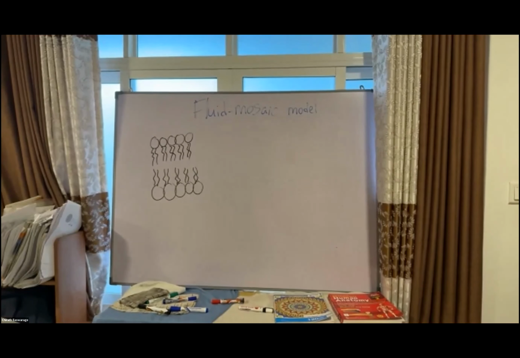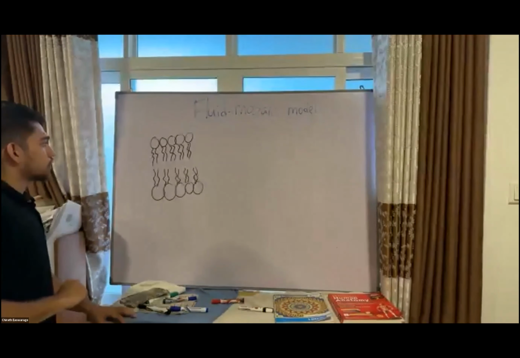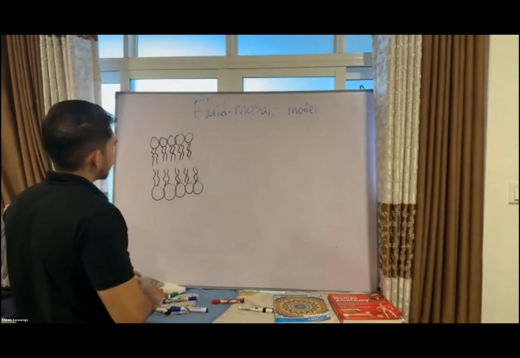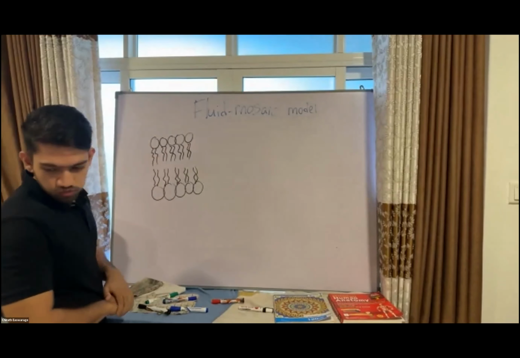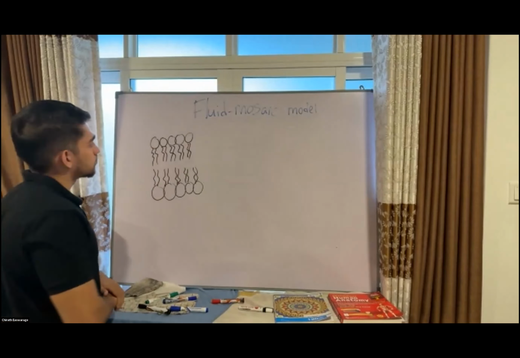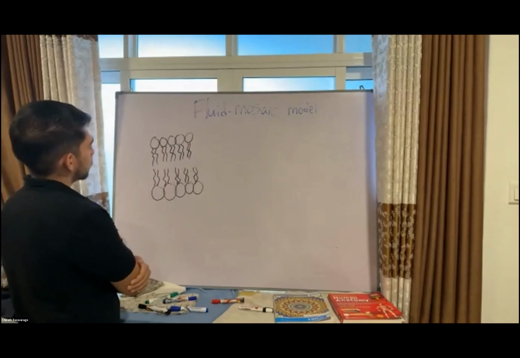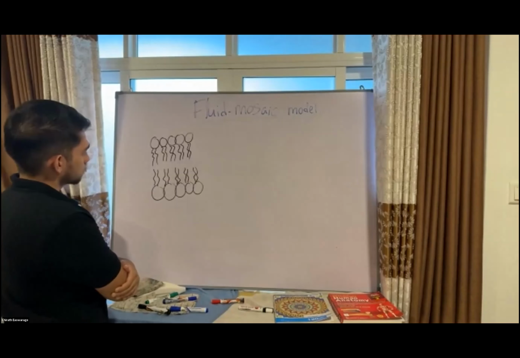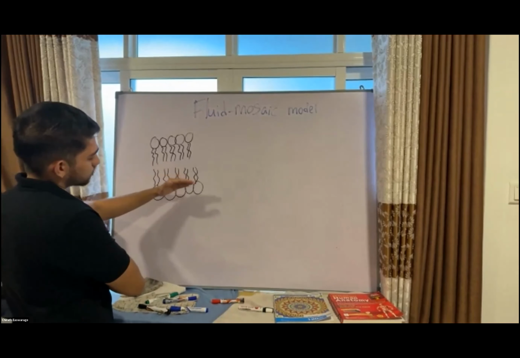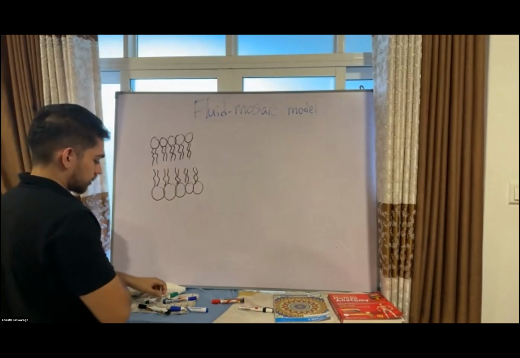outside the cell, you have water. What do you have? You have water. So what did I tell you about these heads and tails of the phospholipids? The heads like water and the tails hate water. So can the tails live with water inside and outside?